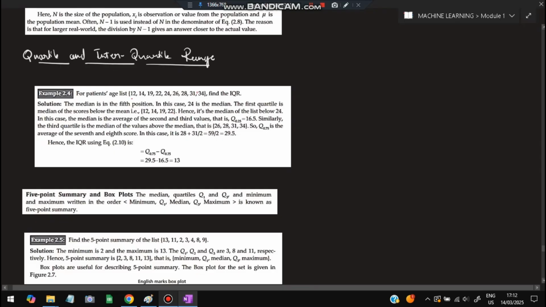This means that suppose this data is there. If you find the quartile 0.25, it means the 25% point of this whole data. It is 16.5, so below 16.5 there are that many values. If we find the 75% point, it is 29.5. Below 29.5, there are that many values. That is called the quartile. And if we subtract the two quartiles, we will get the interquartile range.